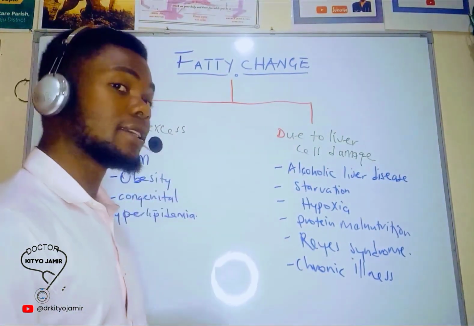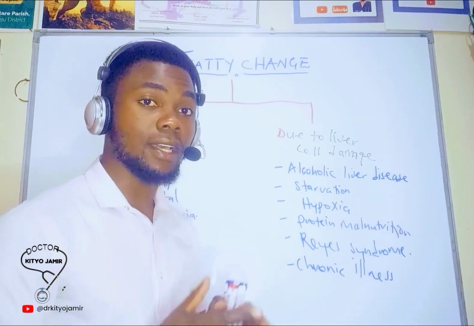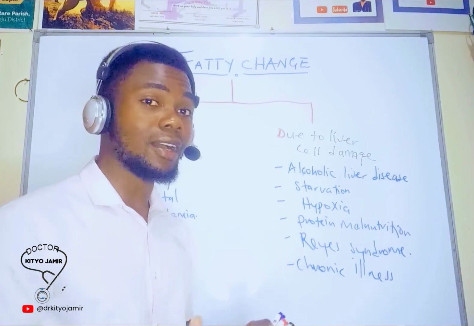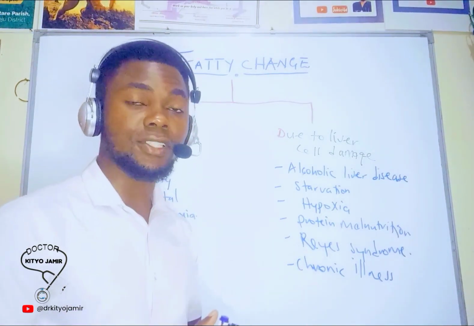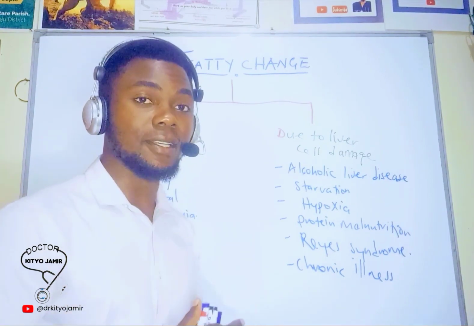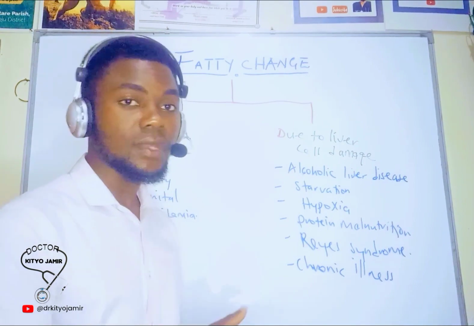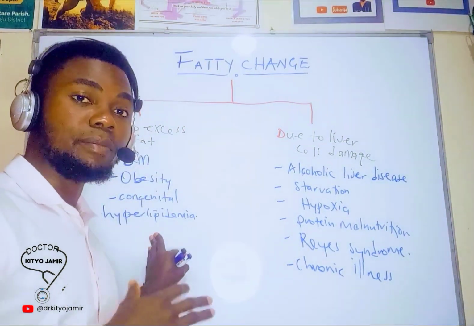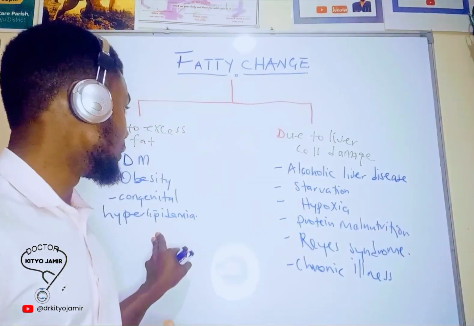What are we having in obesity? In obesity, we are having excess fat. And this excess fat is going to trigger a chronic inflammatory response. In chronic inflammatory response, we are going to have inflammatory cells producing cytokines and reactive oxygen species, which are going to damage the cells, and we are going to have impaired metabolism of the fats, leading to accumulation. Congenital hyperlipidemia, here the babies are born with excess lipids within their blood.